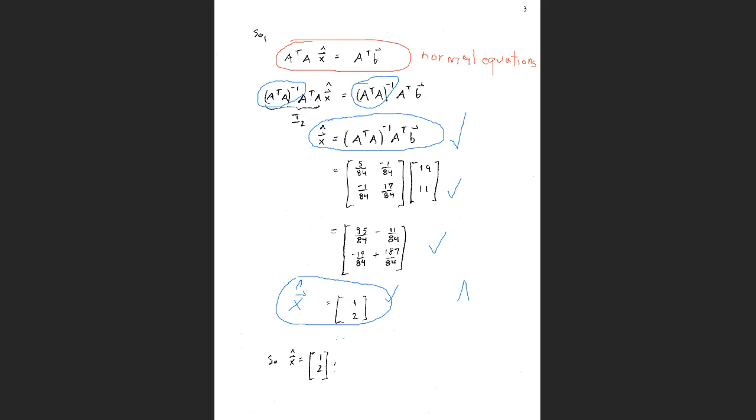And of course, A times x hat will equal the vector b hat, which is the projection of the vector b onto subspace W.